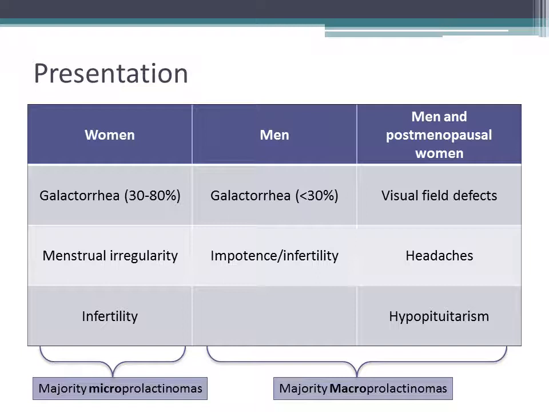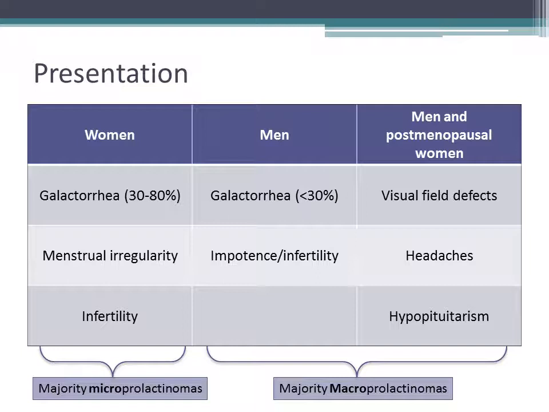In men, on the other hand, galactorrhea is uncommon, and mainly men will complain of impotence or infertility, and men tend to either neglect or not pay too much attention to these symptoms. They might relate hypogonadism symptoms to stress at work and other issues, so they typically present at a later stage. The majority of those tumors in men are macroprolactinoma at the time of diagnosis.